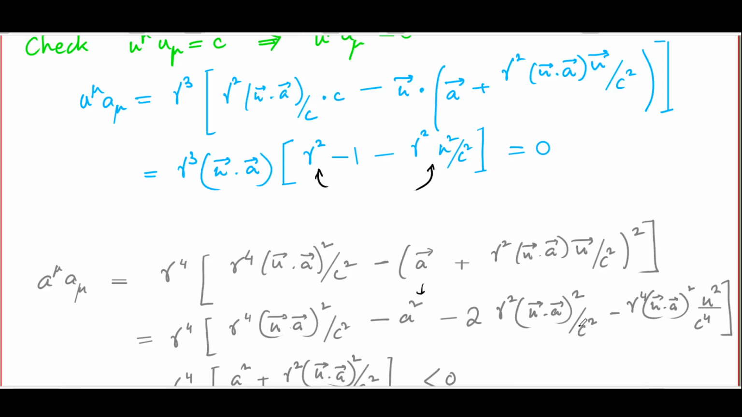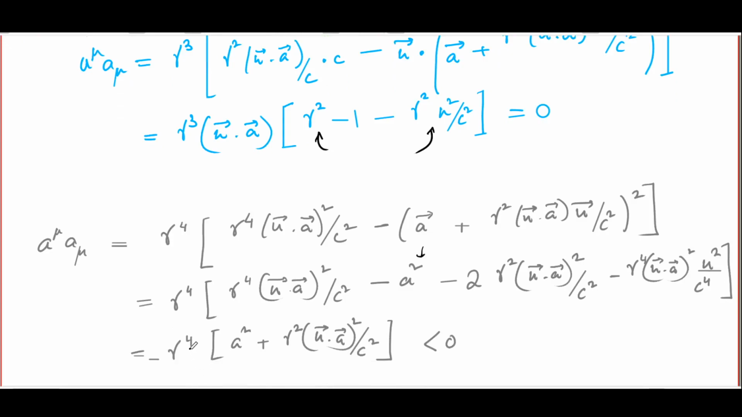So overall, what you are going to get is minus gamma to the 4 a square plus gamma square u dot a whole square by c square. The upshot of all this is that a upper mu, a lower mu, the square of the vector a, turns out to be negative. That of course is not surprising. Remember, our metric is an indefinite metric. We have plus, minus, minus, minus in the metric. And what this really means is that it is possible for you to have a negative square for a vector or a zero square for a non-zero vector.